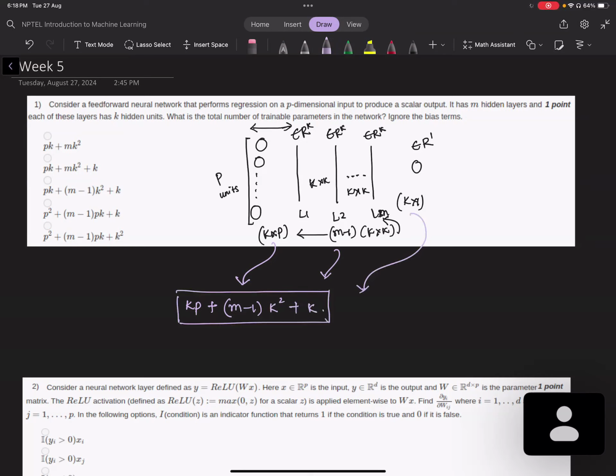We're not considering the biases because it says to ignore the bias terms. Hence, this will be the answer, which gives us the option number, this one. Did everyone get this one? On the chat, 1 equals C. Yeah, perfect. Does anyone have any doubt in this question?